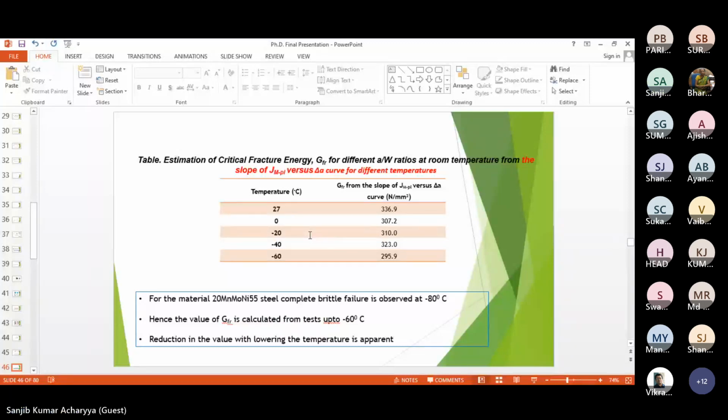From this GFR value at low temperature data, the initial observation was that for the material 20 Mn Mo Ni 55, still complete brittle failure is at minus 80. So the value of GFR is calculated up to minus 60, and then there is a fall in GFR value with decreased temperature. This is the primary observation from the experimental data, or our GFR value obtained. And this was also published.